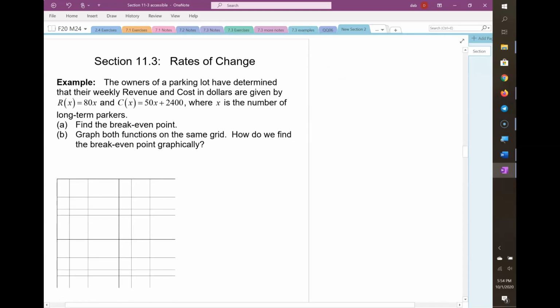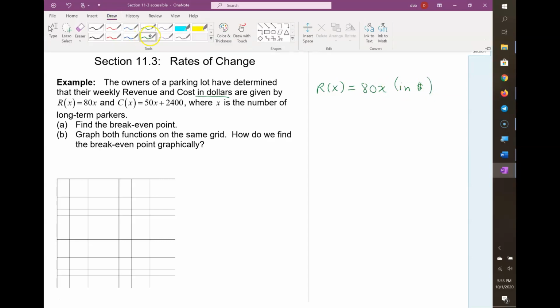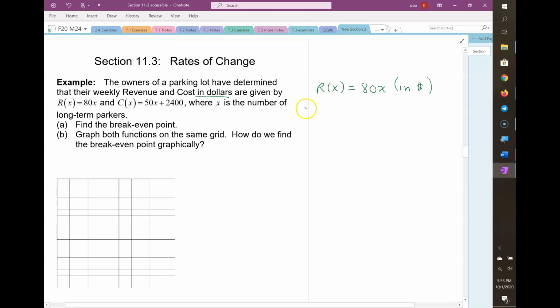So let's look at an example. The owners of a parking lot have determined that their weekly revenue and cost in dollars are given by R of x equals 80x, and this is in dollars. I just put little notes to remind myself because sometimes we're in hundreds of dollars or thousands of dollars, so I make notes to keep track. Then C of x is 50x plus 2400, and again this is in dollars. And x is the number of long-term parkers in their parking lot.